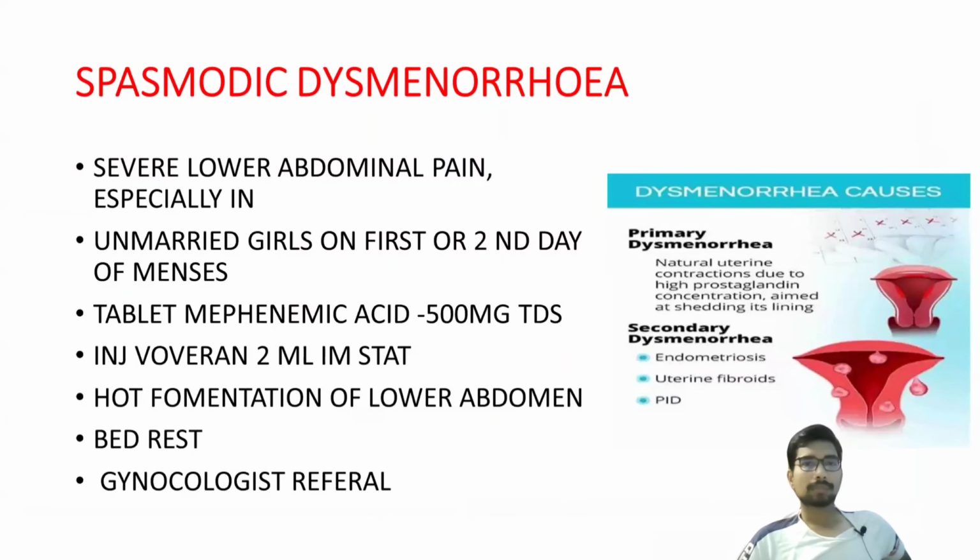Next is spasmodic dysmenorrhea. There is severe lower abdominal pain, especially in unmarried girls, on the first or second day of menses. Primary dysmenorrhea is due to natural uterine contraction caused by high prostaglandin concentration. Due to high prostaglandins, there is uterine contraction aimed at shedding the lining. Secondary dysmenorrhea is due to endometriosis, uterine fibroid, and pelvic inflammatory disease.